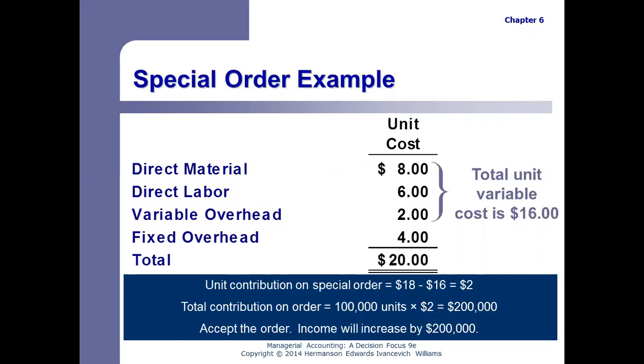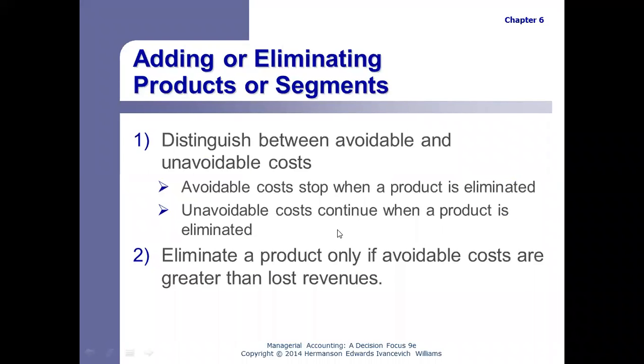So that 100,000 units that the special order customer wants to buy, 100,000 of those times $2 each, we can make an additional $200,000 if we accept the order. Okay, so again, the key point here is what are the costs that are really going to go up? Those are only the variable costs. So that's the only thing that we consider in our decision.